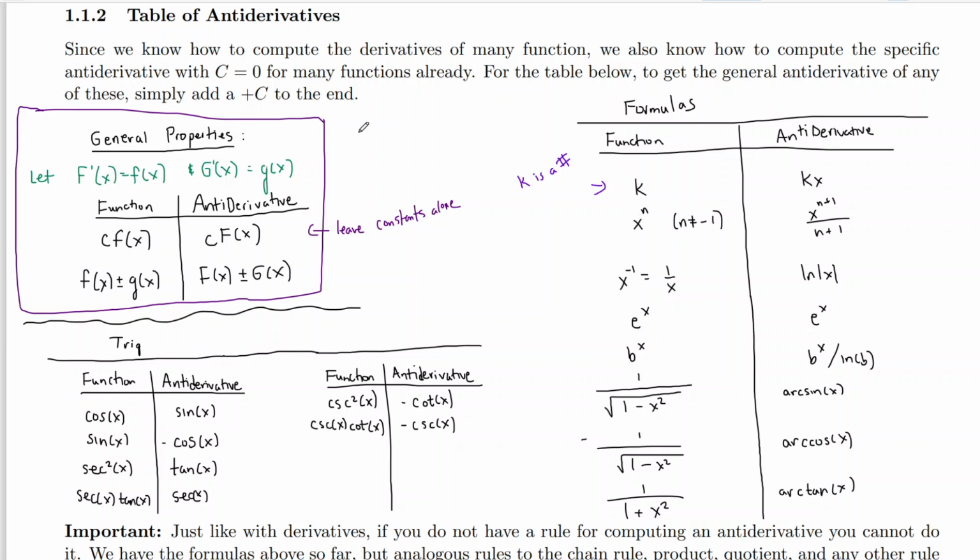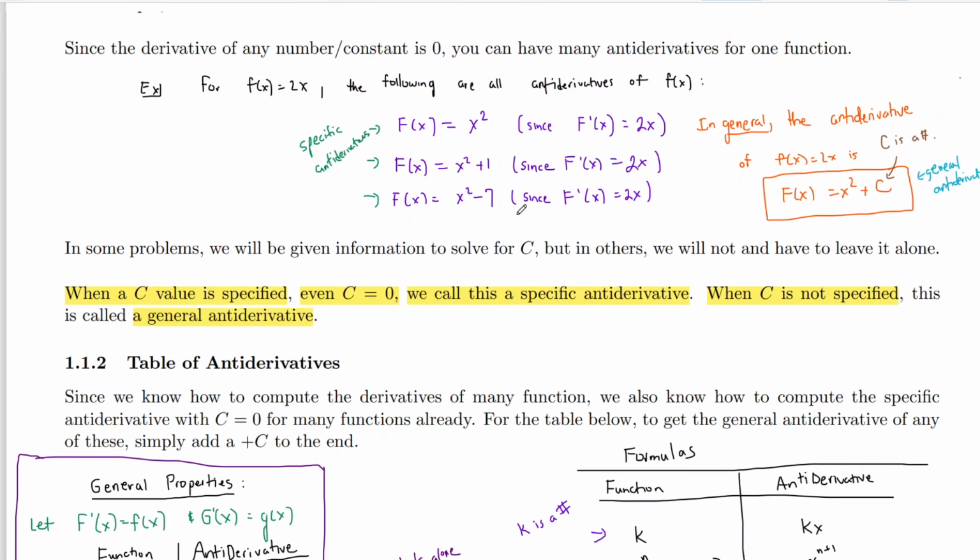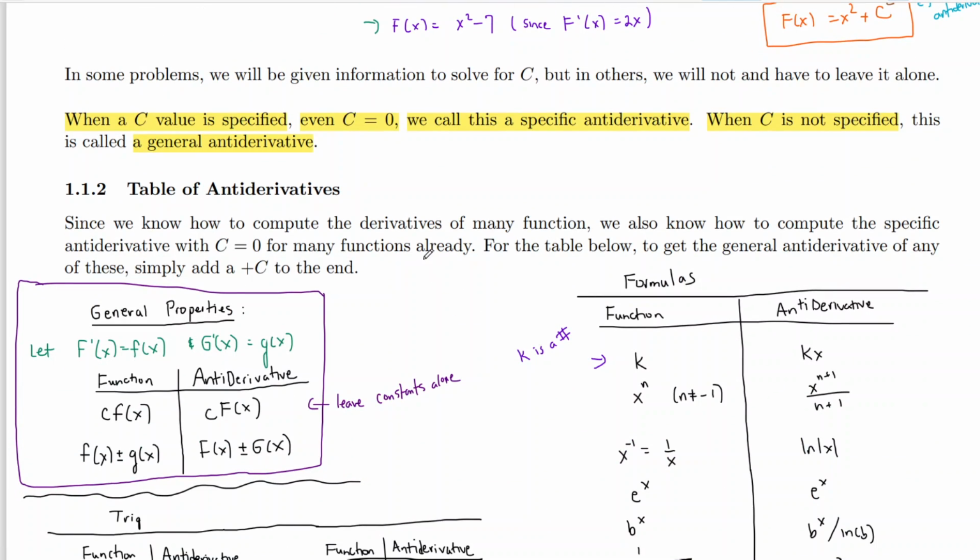So if they're just a constant by itself, like if we had to do the antiderivative of x squared plus 1, we would have to deal with that differently. But if it was 2 times x squared, we just leave that 2 alone. So we leave constants alone as long as they are multiplying functions.